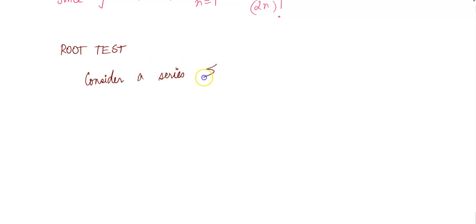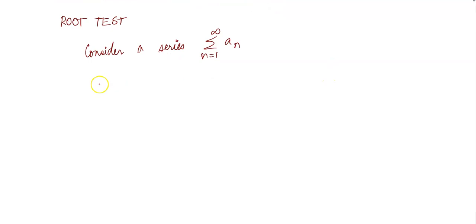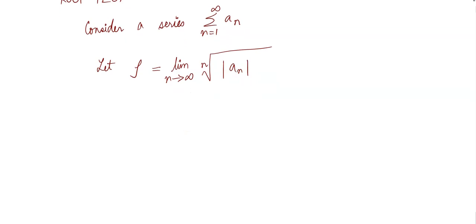Consider a series, the summation of a_n from n equals 1 to infinity. Here we use the rho again, but remember this is the root test, so we're going to adjust our rho for the root. And root means the radical, right? The nth root of the absolute value of a_n. Okay? That will be our rho.